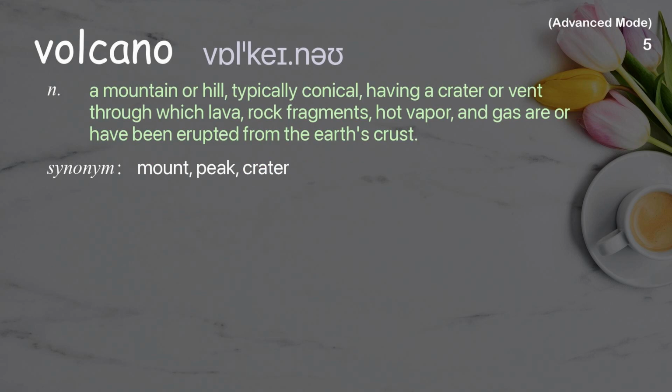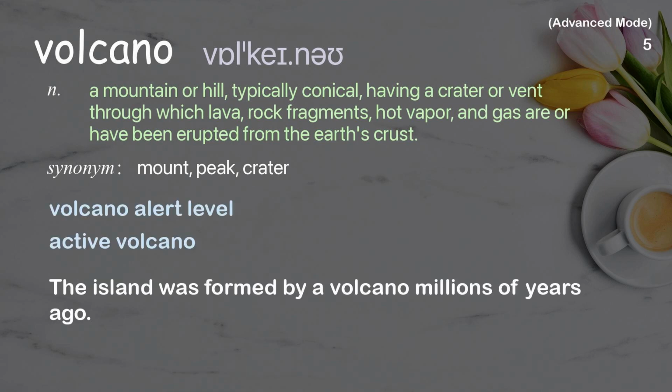Volcano. A mountain or hill, typically conical, having a crater or vent through which lava, rock fragments, hot vapor, and gas are or have been erupted from the Earth's crust. Examples: Volcano alert level. Active volcano. The island was formed by a volcano millions of years ago.